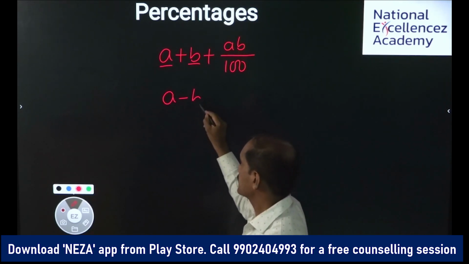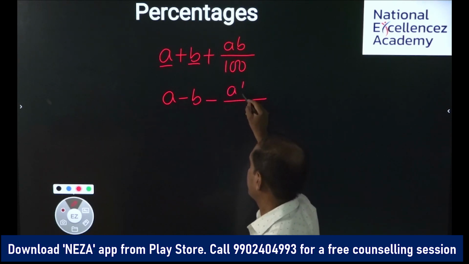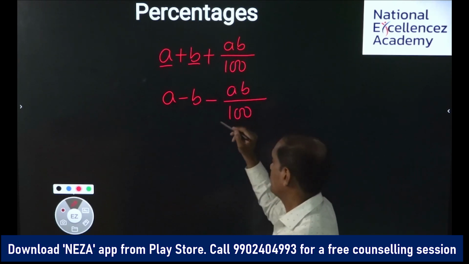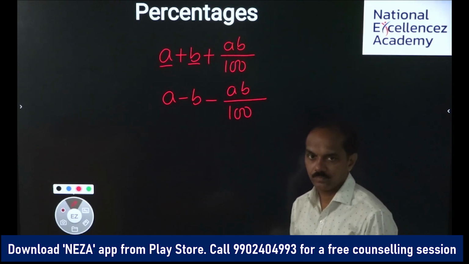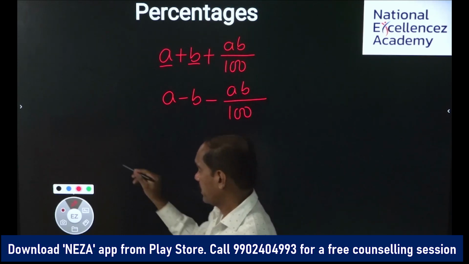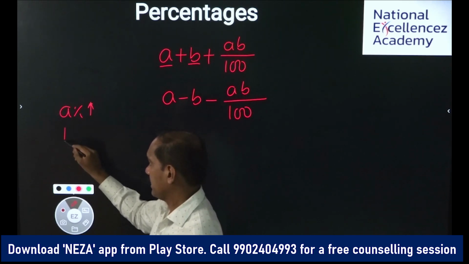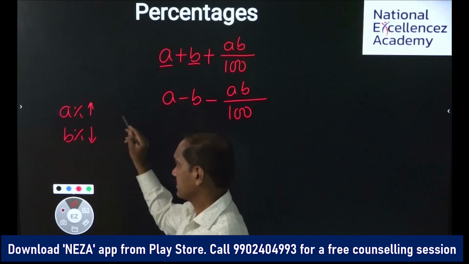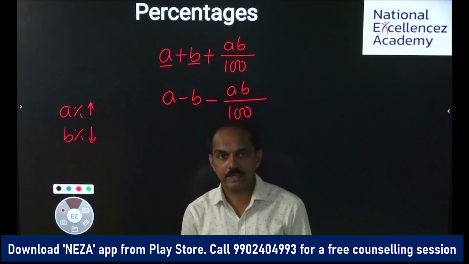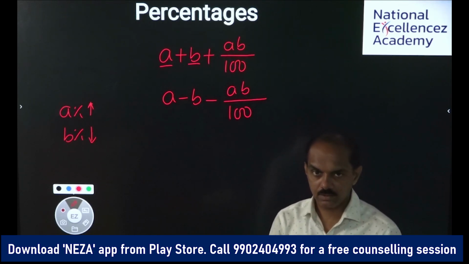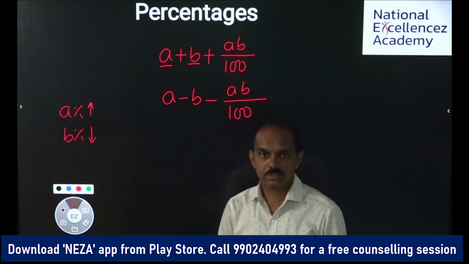A minus B minus AB by 100. When to use this? When a number is first increased by A% and then decreased by B%. So what happened in the end? Okay, what is the net effective change in percentage?